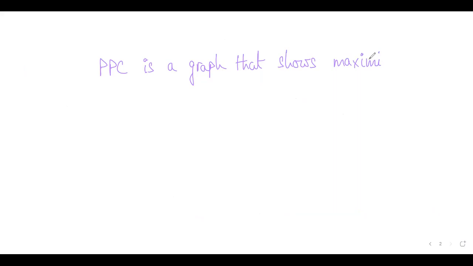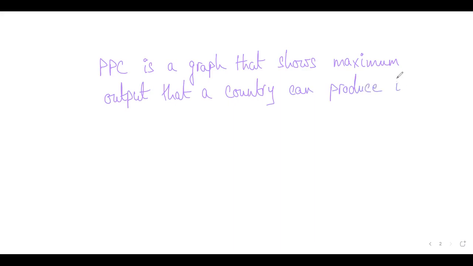It is a graph that shows the maximum output that a country can produce in terms of two goods, right? So have a look at this. You don't have to explain the PPC. You just need to, because it's a case study question. It's not an essay question. In essay questions you have to, otherwise you don't.